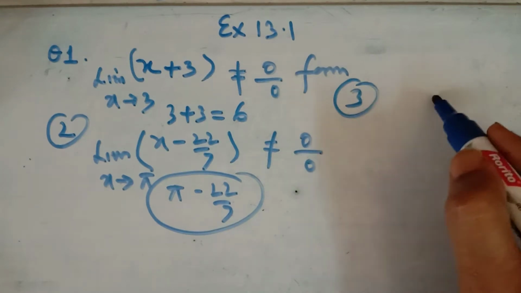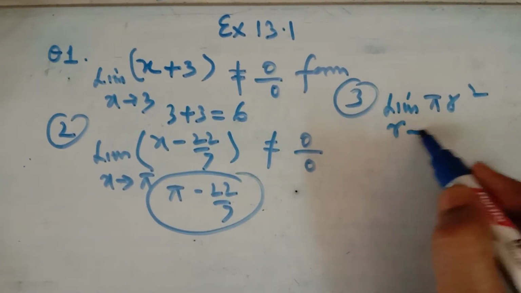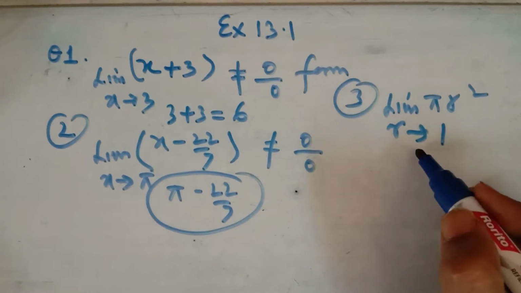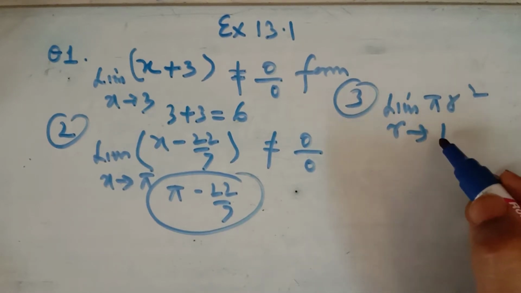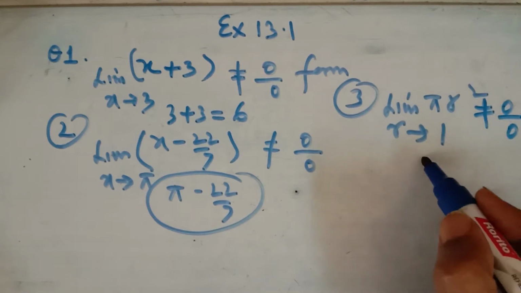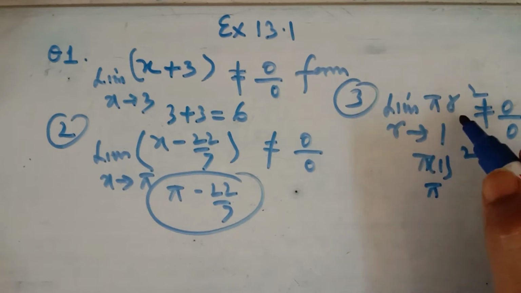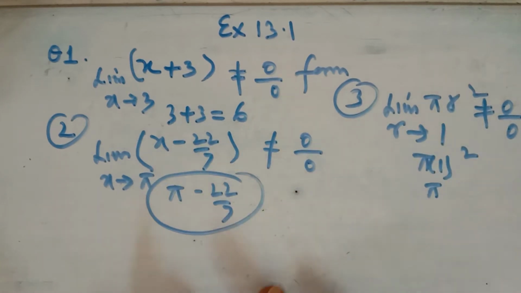In question number 3, we have pi r square and we have the limit r goes to 1. Again, when you are putting r equal to 1, this is also not the 0 upon 0 form. So the limit of this function is obtained by directly putting the value of r in this function. So this is question number 3.